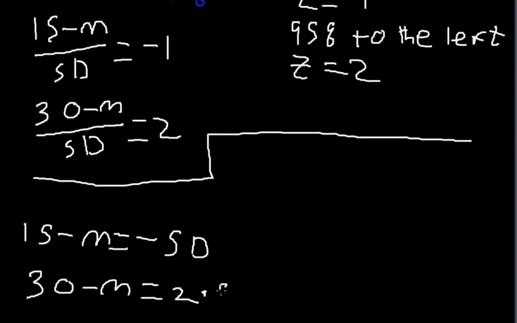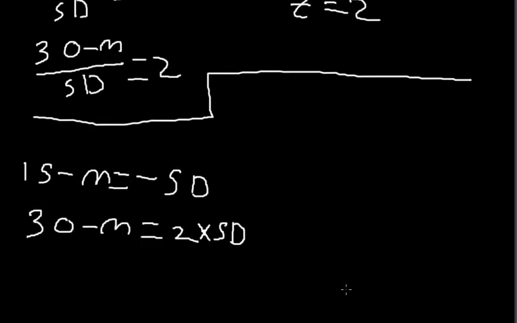So now I can subtract one equation from the other, so the means go away. So I get 45 equals 3 times the, oh, sorry, that's not 45, that's 15. My mistake. 30 minus 15 is 15, so 15 equals 3 times the standard deviation. So this means that the standard deviation is 5.